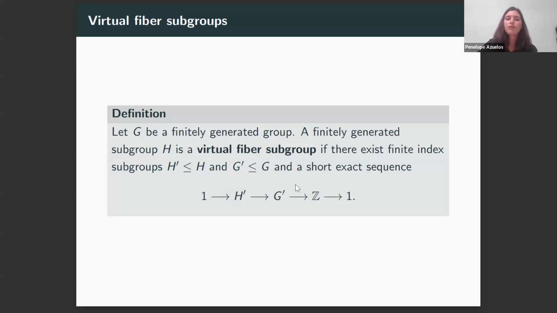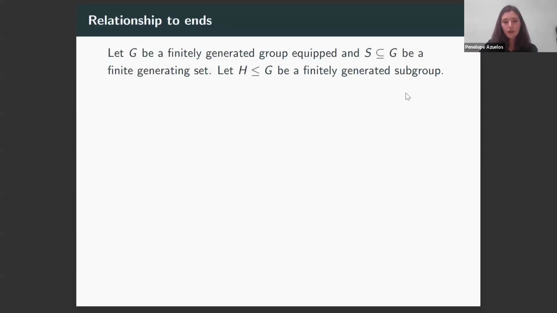And the problem of figuring out if a group verifies this geometrically is a fairly old one. So I'll go through a couple of results. So here, G is finitely generated, S is a finite generating set, and H is a finitely generated subgroup. This will often be the case.